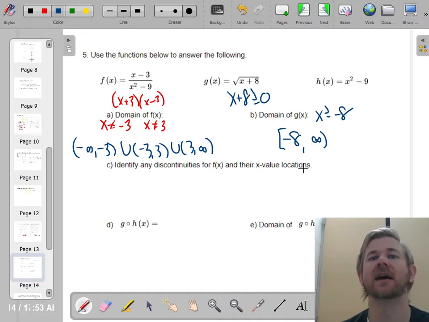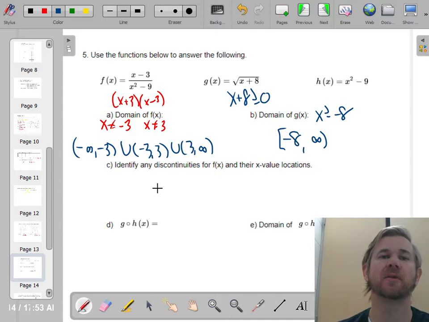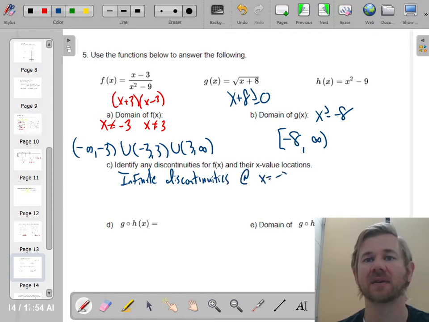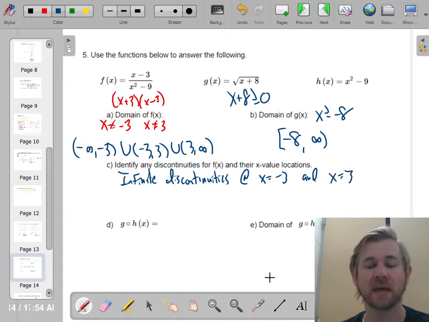So identify any discontinuities for f of x and their x value. Okay, discontinuities. The discontinuities are at -3 and +3, and they are both going to be infinite discontinuities. So there are infinite discontinuities. That means that they didn't get removed. They're going to be vertical asymptotes. Discontinuities at x equals -3 and x equals +3. Infinite discontinuities are vertical asymptotes.